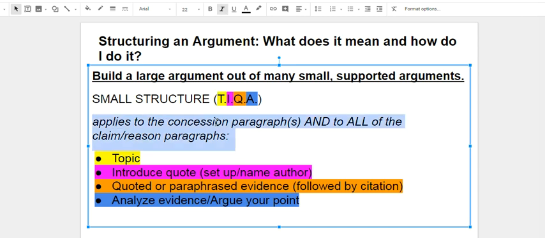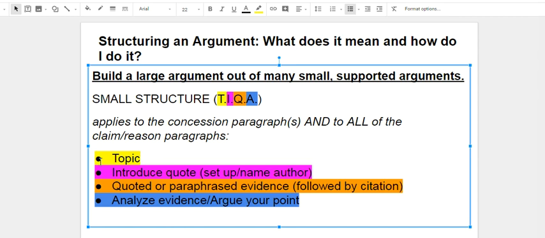So this applies to the concession paragraphs and to all of the claim and reason paragraphs. So this is the basic structure. Now, some paragraphs will require a little bit extra on top of this, but the basic structure for these arguments is this. You start by naming your topic, okay, which would be like a subtopic, right? Your big topic is whatever your claim is about, right? But each individual topic is going to rely on what concession are you talking about or what reason are you talking about from your thesis.